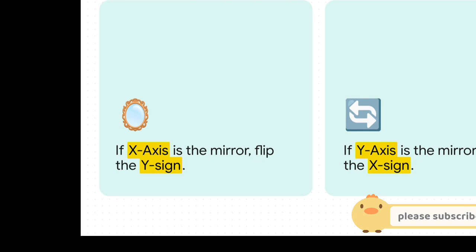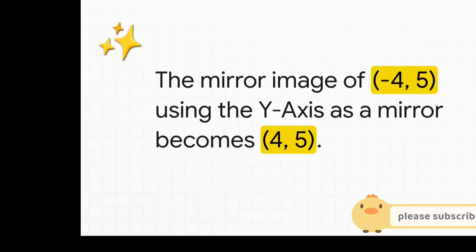Okay, so if the problem says the x-axis is the mirror, your x value stays exactly the same, and you just flip the sign of your y-coordinate. But if the y-axis is the mirror, your y value stays exactly the same, and you just flip the sign of your x-coordinate. The mirror keeps its own letter safe, and the other letter takes the opposite sign. It's that simple. Let's look at a quick example.